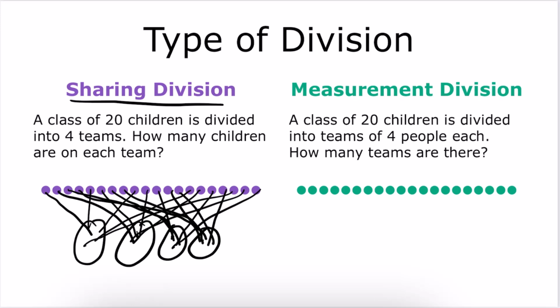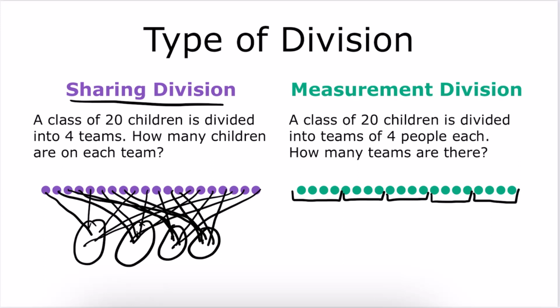In a measurement division word problem, the dividend is divided into groups of a specific size, and the quotient represents the number of groups. For example, if you had a class of 20 children and you divided them into teams of 4 people each, this measurement division would tell you how many teams there are. So if I split these 20 children up into teams of 4, I would get 5 teams altogether.